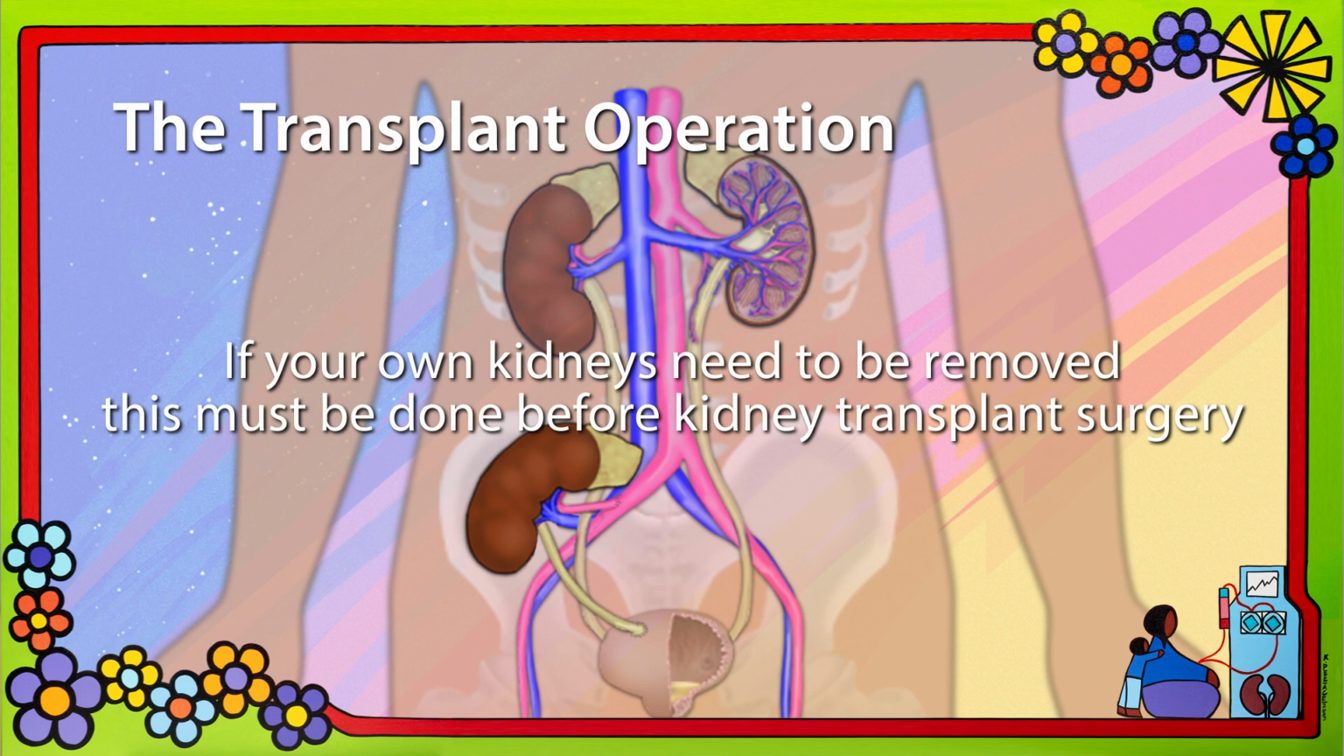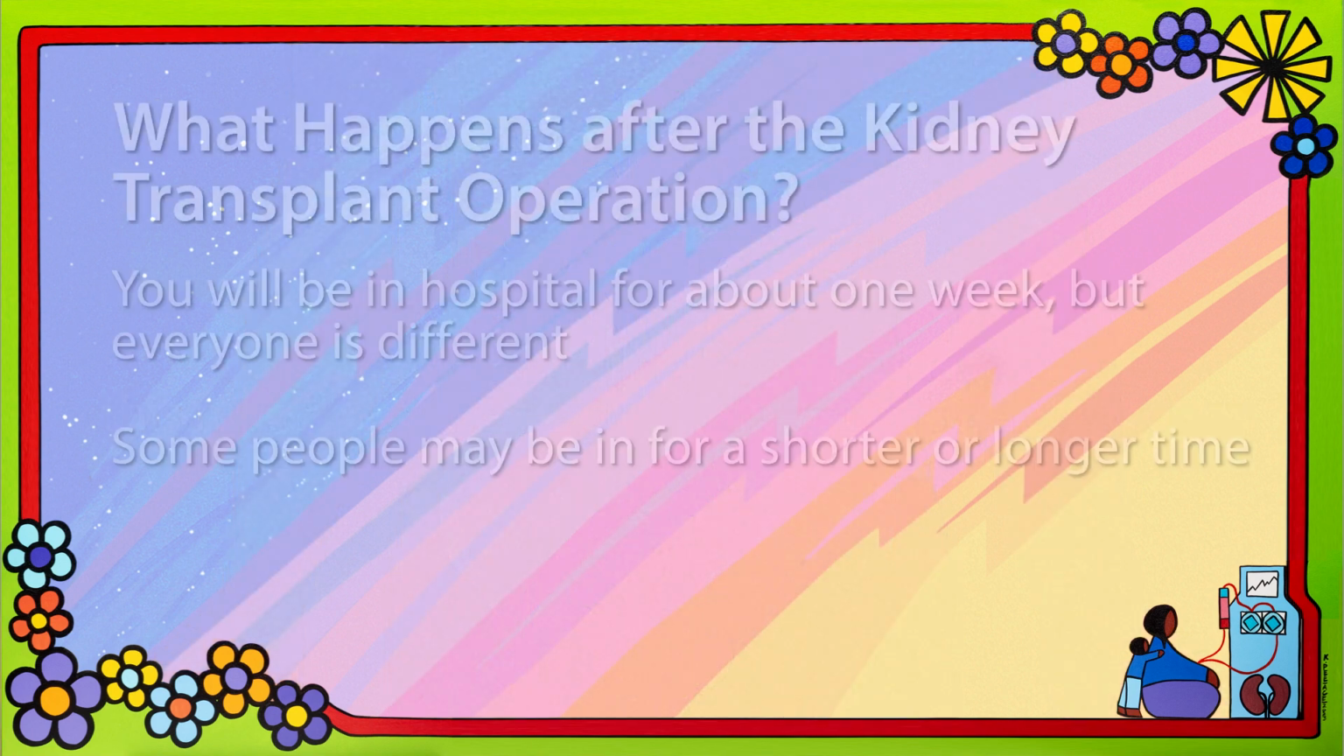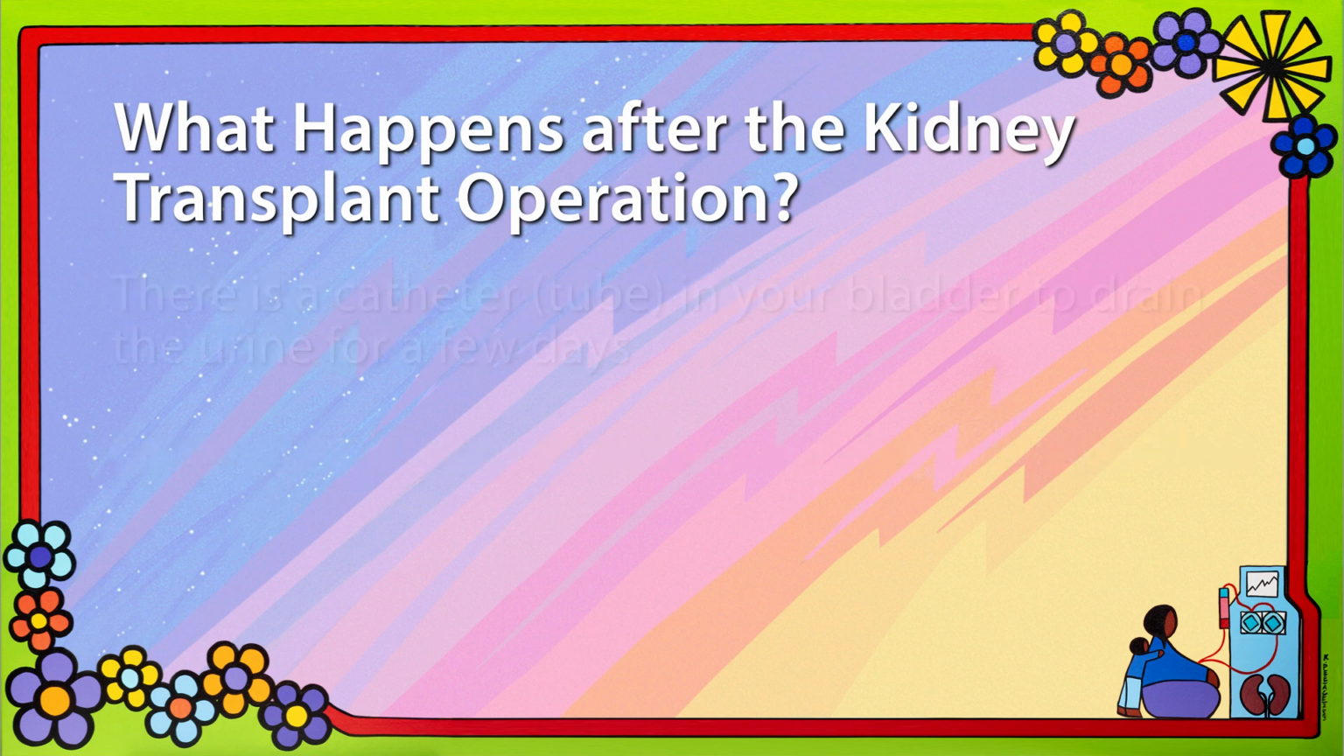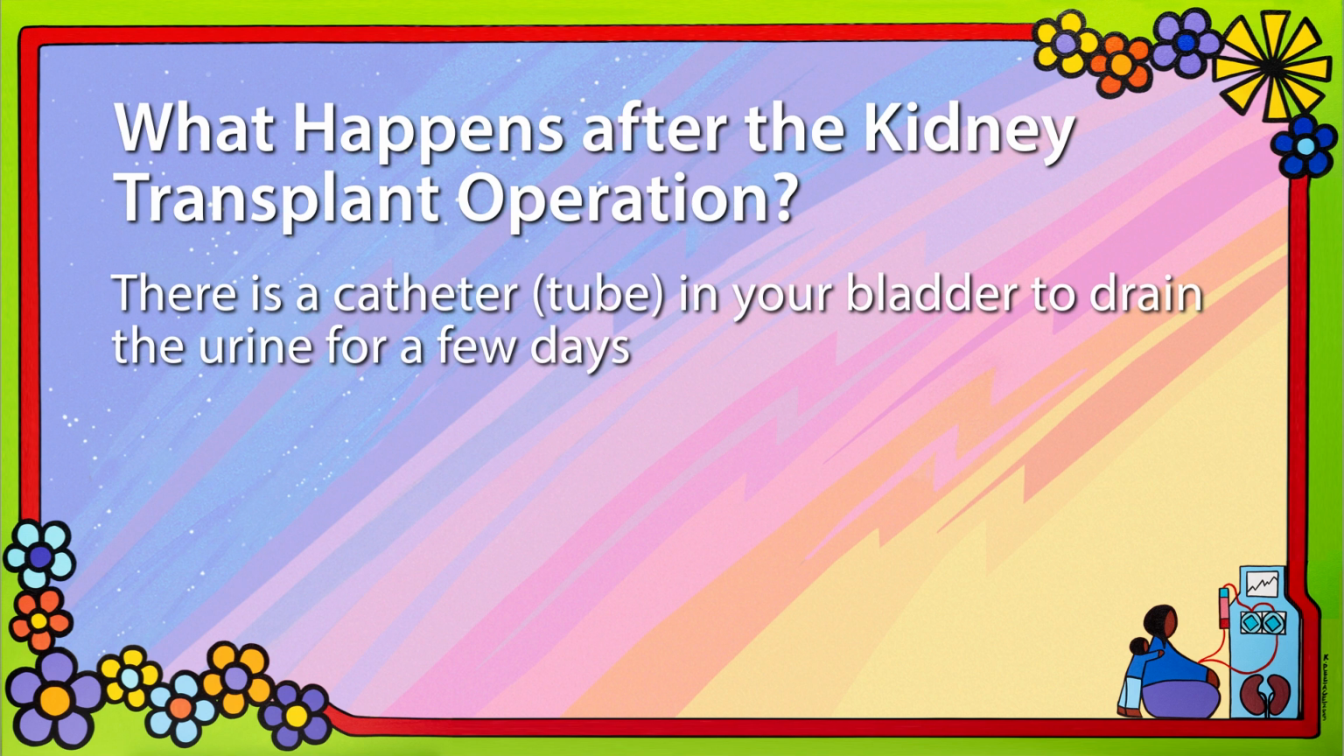If your own kidneys need to be removed, this must be done before the kidney transplant surgery. After the transplant operation, you will need to be in hospital for about 1 week, but everyone is different. Some people may be in for a shorter or longer time. There will be a catheter, a tube, in your bladder to drain the urine or pee. This catheter is in for a few days after the operation.